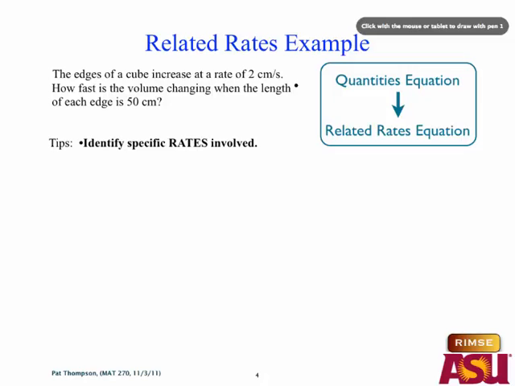It says, how fast is the volume changing? How fast is the volume? There's another rate. Okay? So the two rates are the rate of change of the side length with respect to time, and the rate of change of the volume with respect to time. So those are the rates that are involved: how fast edge length is changing, and how fast the volume is changing.